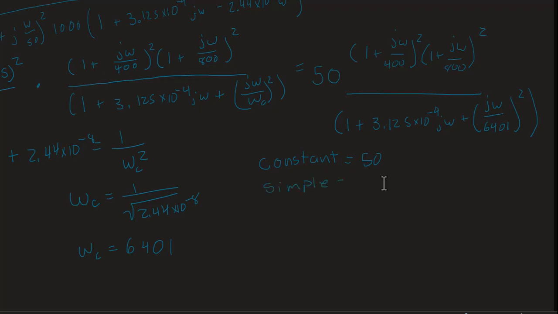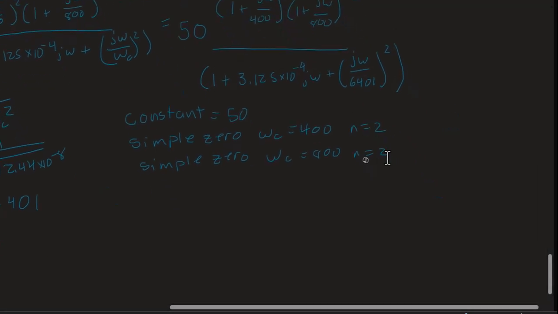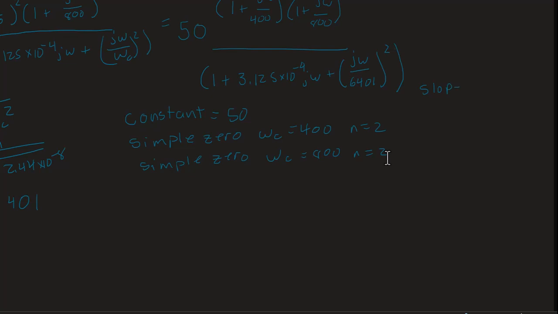So we have a simple zero with omega c equal to 400, and n equals 2. That's the exponent. We have a simple zero with omega c equal to 800, with n equals 2. So what this means is if you have a zero, then that gives you a slope. A zero has a slope of n times positive 20. So this will give me a slope of positive 40. And n times positive 20, this will give me a slope of positive 40.